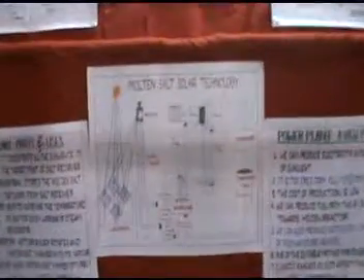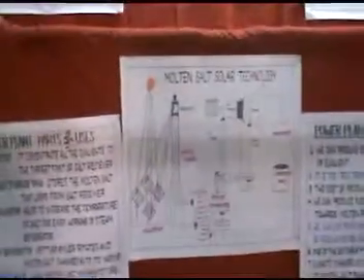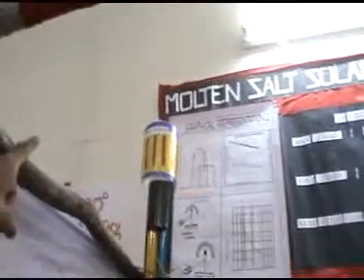Our project is Molten Salt Solar Technology for producing electricity, fuel and fertilizer. This is said to be a 3-in-1 source. This is the salt receiver. We keep salt there, a mixture of potassium nitrate and sodium nitrate. The mixture is 60% potassium nitrate and 40% sodium nitrate, and it is used in the molten state. This mixture is kept in the salt receiver.